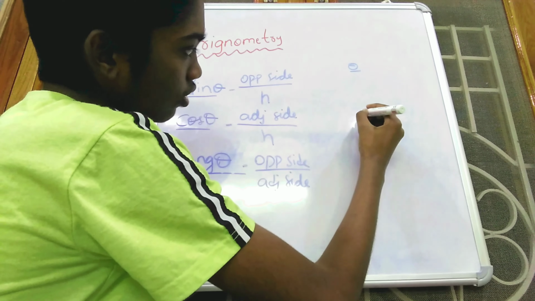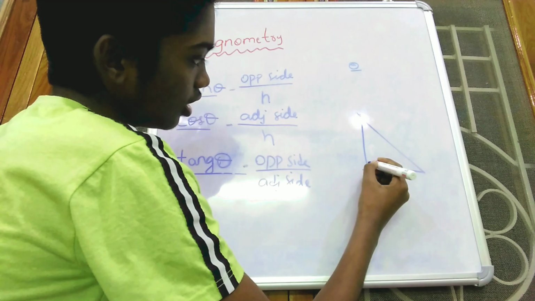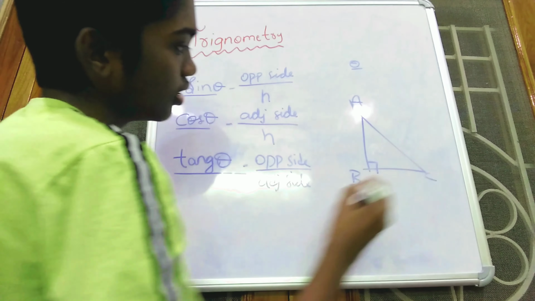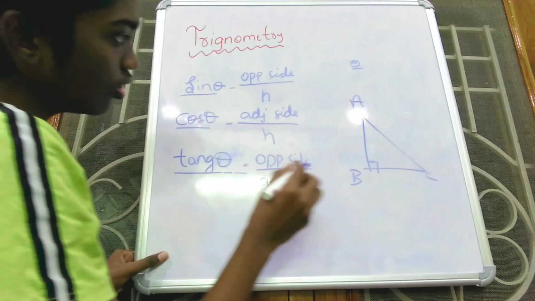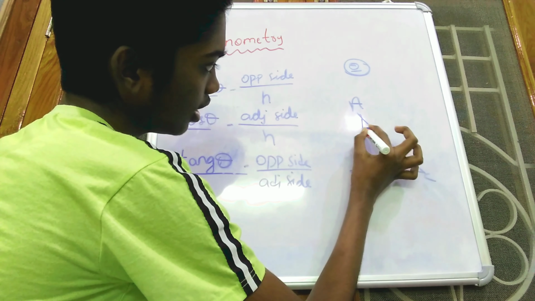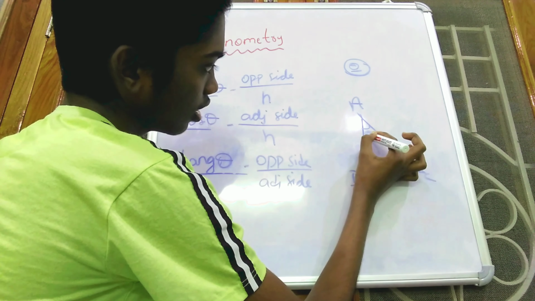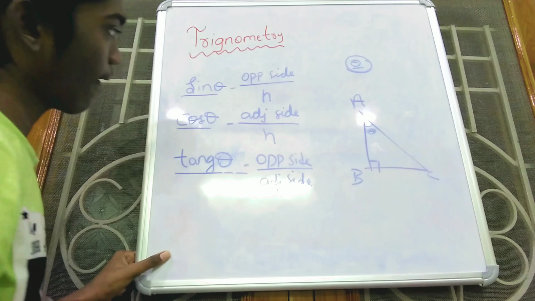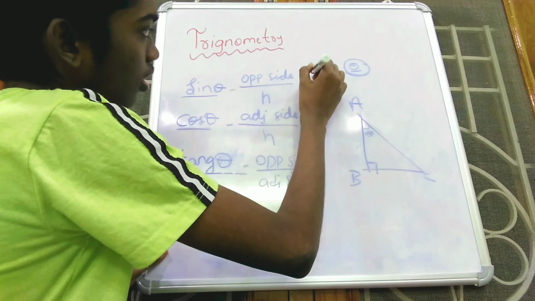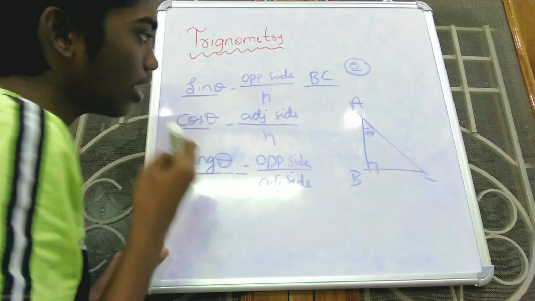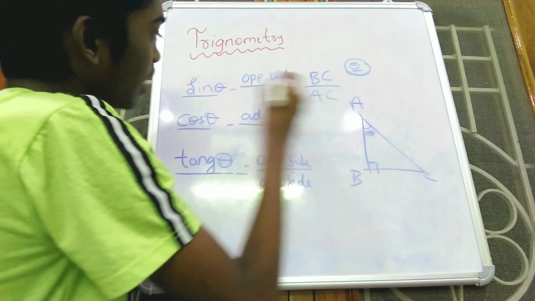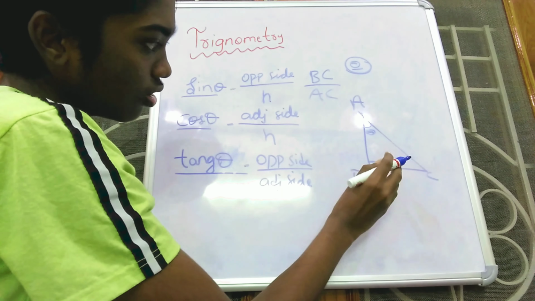Now I will explain with the help of the figure. This is a right angle triangle A, B, C. We are considering the angle theta, angle A equal to theta. What is the opposite side of angle theta? We can say BC is the opposite side, and from this triangle AC is the hypotenuse. So sin theta equals BC by AC according to this figure.